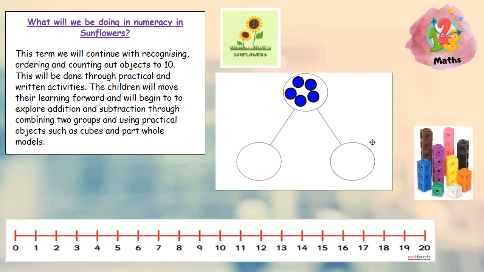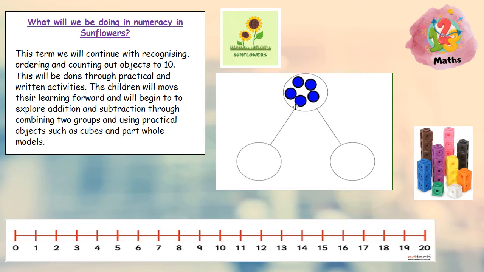On the screen you will see a part-whole model. This section is called the whole and it is split into 2 parts. A part-whole model is the concept of how numbers can be split. Children will use this model and it will help them to see the relationship between a whole number and what makes that number.